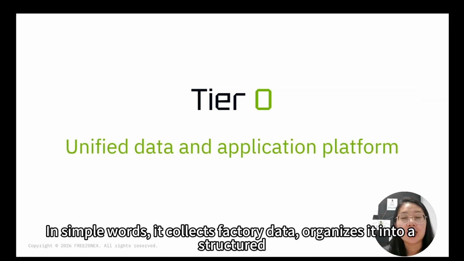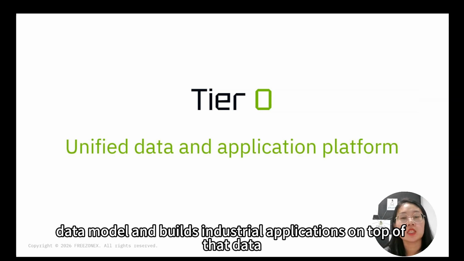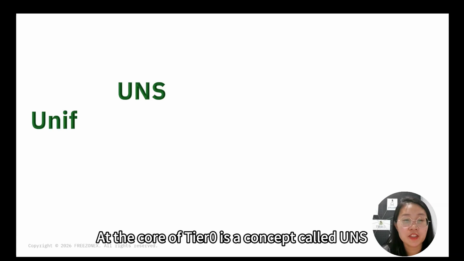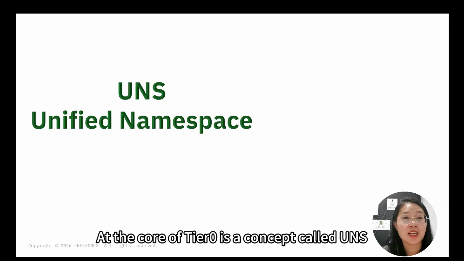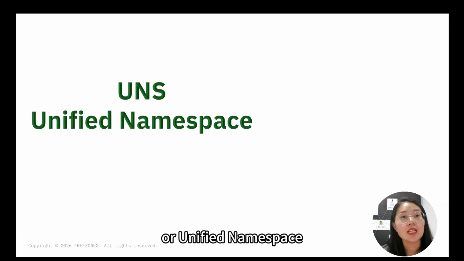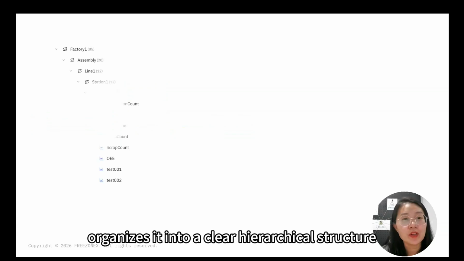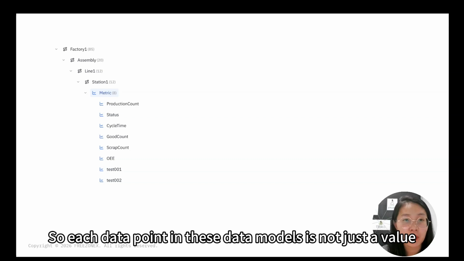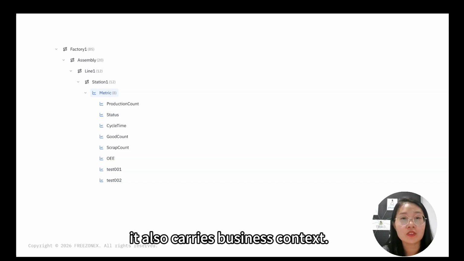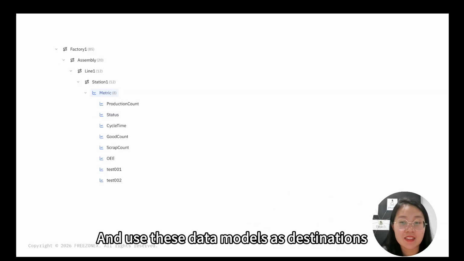In simple words, it collects factory data, organizes it into a structured data model, and builds industrial applications on top of that data. At the core of Tier0 is a concept called UNS, or Unified Namespace. It collects factory data and organizes it into a clear hierarchical structure. So each data point in these data models is not just a value, it also carries business context. And use these data models as destinations.